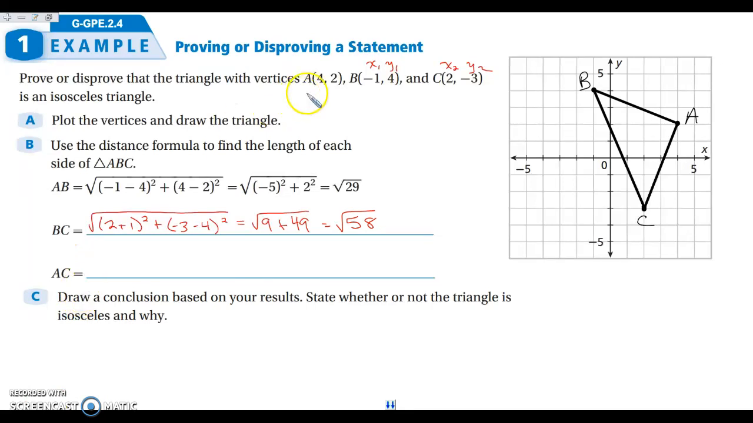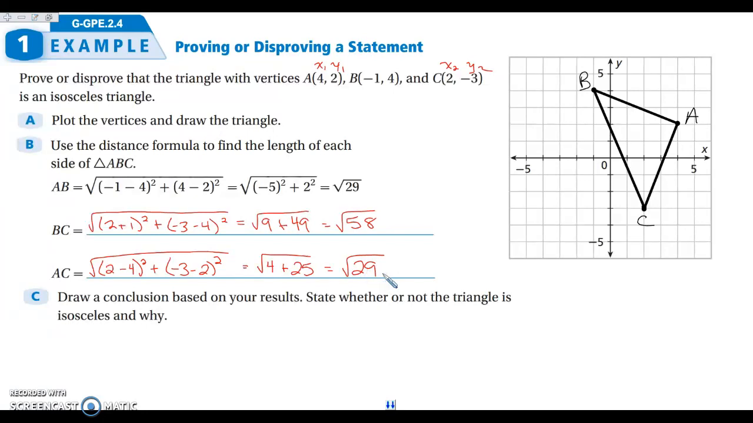Okay, then we're going to go ahead and do AC. So I'm just going to take this and change this to X1, Y1. All right, so I'm going to do X2 minus X1. So that's going to be the square root of X2, which is 2, minus X1, which is 4, quantity squared, plus Y2 minus Y1, so negative 3 minus 2, quantity squared. All right, so 2 minus 4 is negative 2. Squared is 4. And negative 3 minus 2 is negative 5. Squared is 25. So this is going to give us the square root of 29.